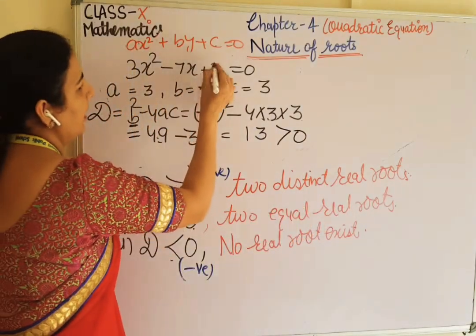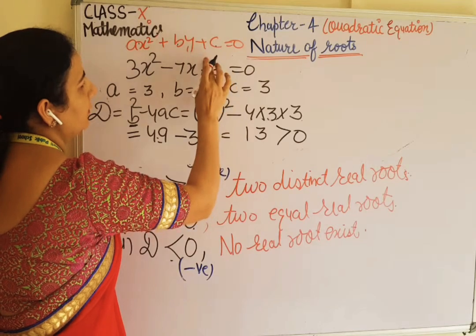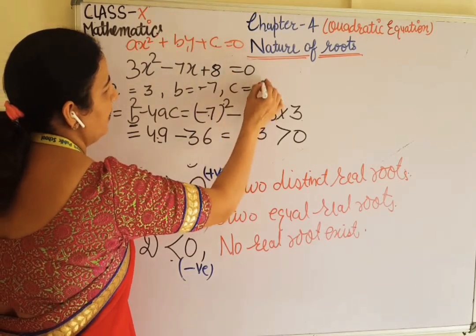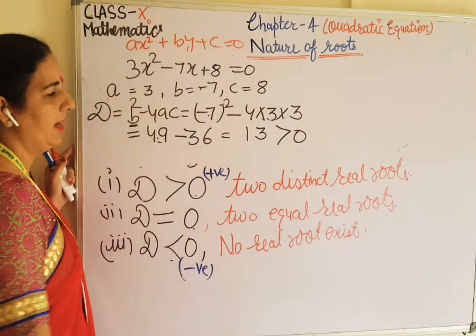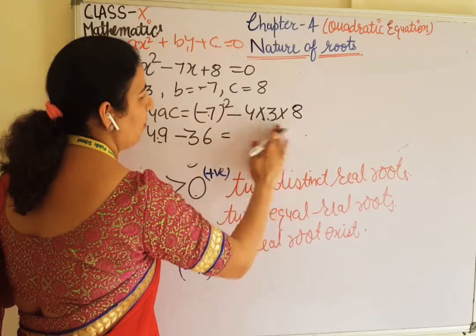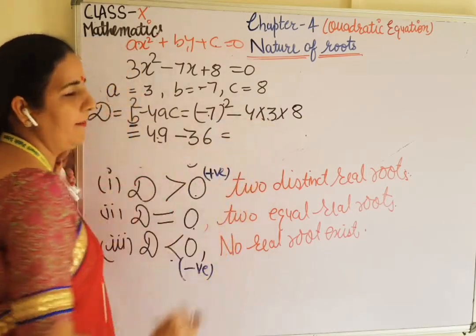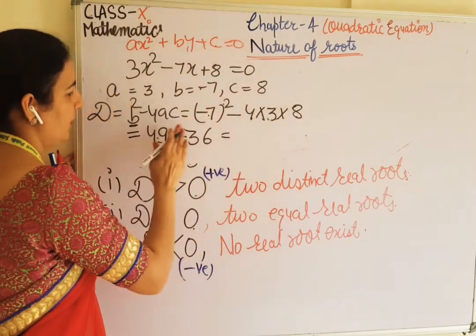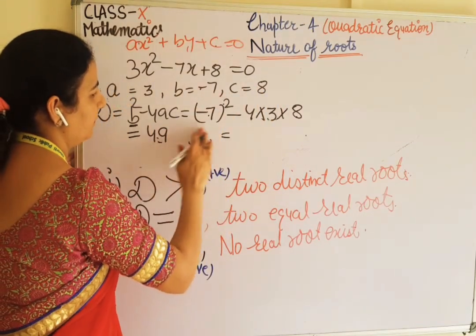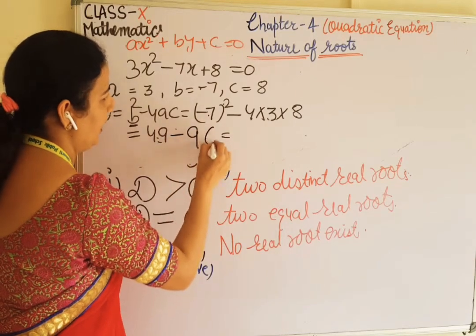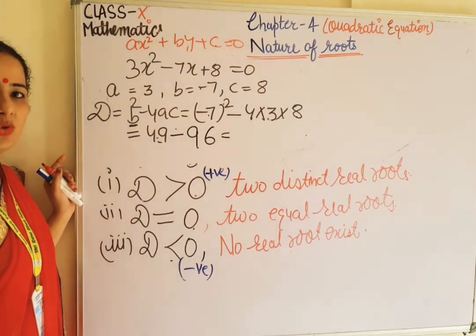If I take here 8. Let me take here 8. Then what is the value of c? This is 8, and here also we are going to write 8. Now what about the values? 4 threes are 12 and 12 eights are, we can write here, it is 96. Fine students.